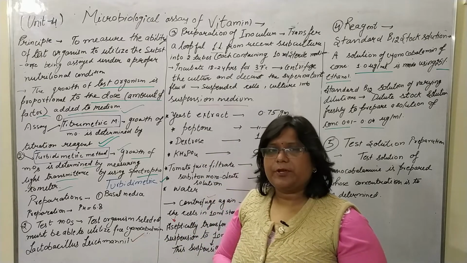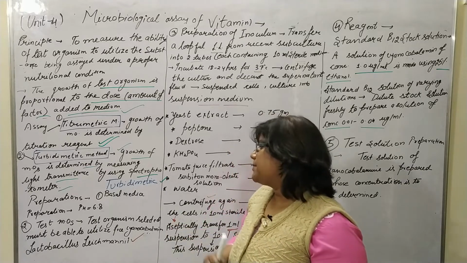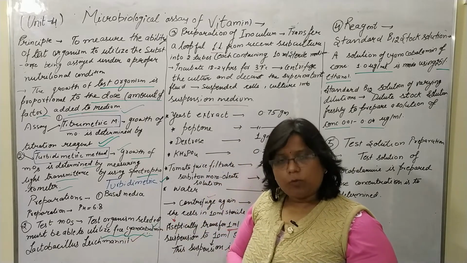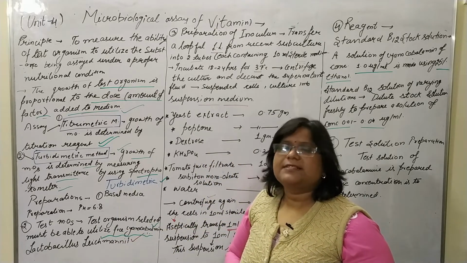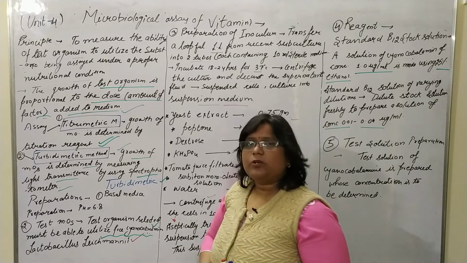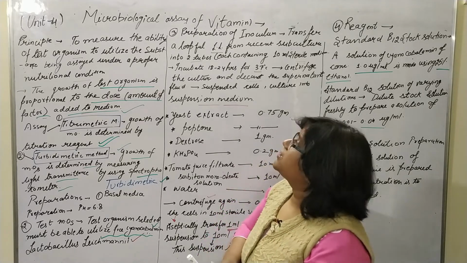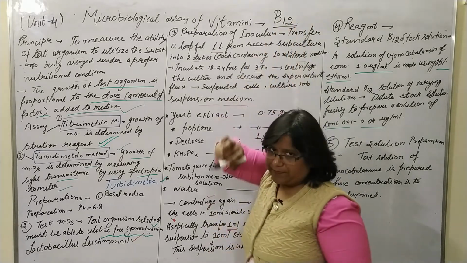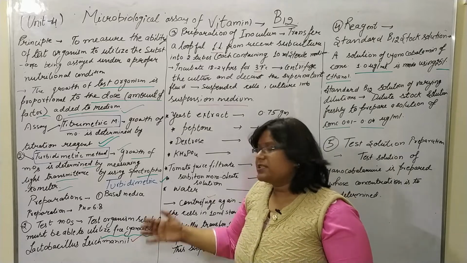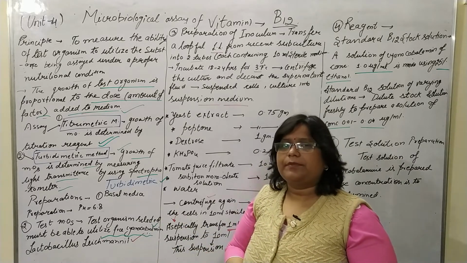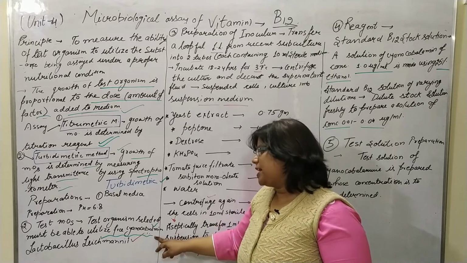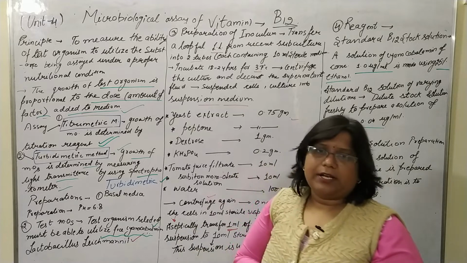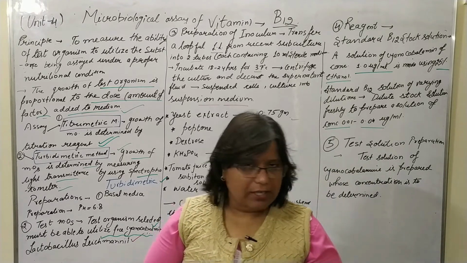Now the second preparation is the test microorganism. The test microorganism selected must be able to utilize the free cyanocobalamin. Cyanocobalamin is vitamin B12. In this lecture I have included the microbiological assay of vitamin B12. This is the main factor. So the test organism is selected such that it can utilize the free cyanocobalamin. For that, Lactobacillus leichmannii is an important, easily available microorganism.